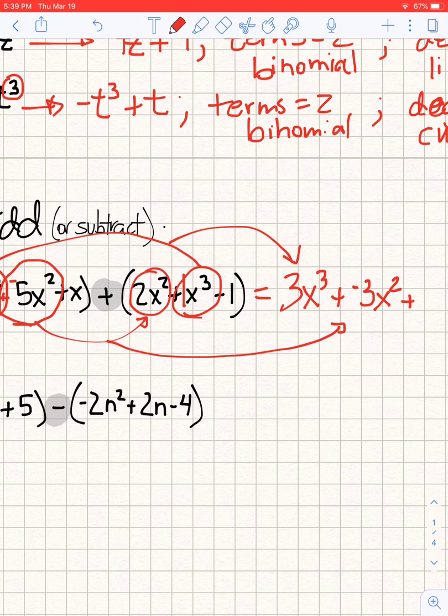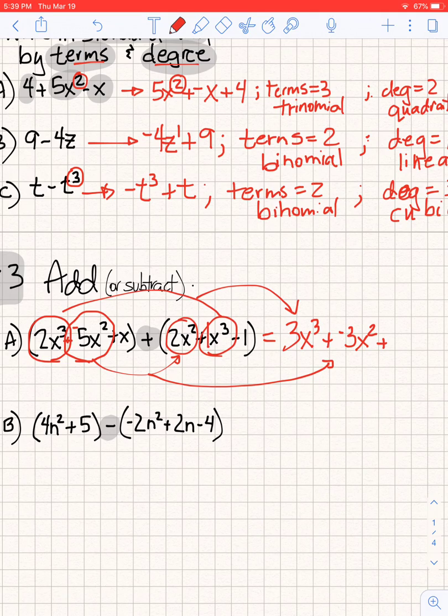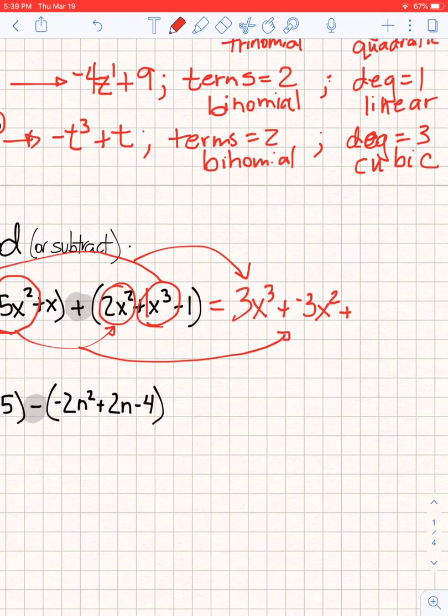Finally, I have an x and a negative 1, and neither of those are alike, so we can't combine them. So we're just going to add those two things on at the very end. Again, notice how I changed the -1 into a plus -1. It's going to help you down the line if you keep track of that as a plus, not a minus.